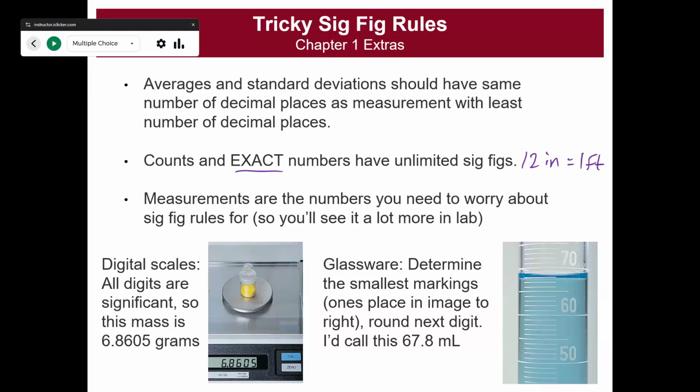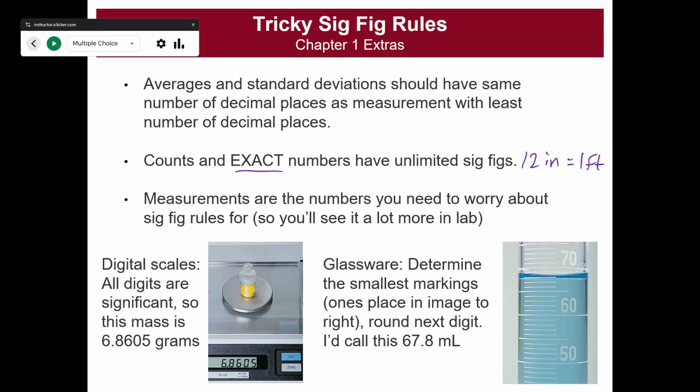Digital scales, all the digits are significant. And glassware, we determine the smallest markings. So in this picture, it's got 50 to 60, 60 to 70 with 10 tick marks in between. Because there's 10 tick marks in between, that's the ones place, 61, 62. You can clearly identify where those markings are. You round to the next digit. So this picture I would call 67.8.